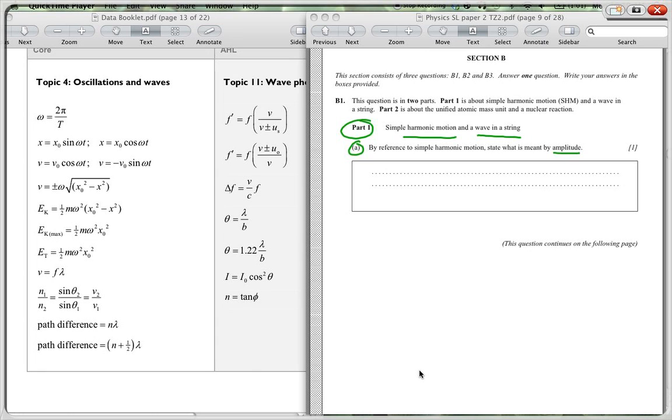Do I need to write that down? I don't think so. The maximum displacement from the equilibrium.